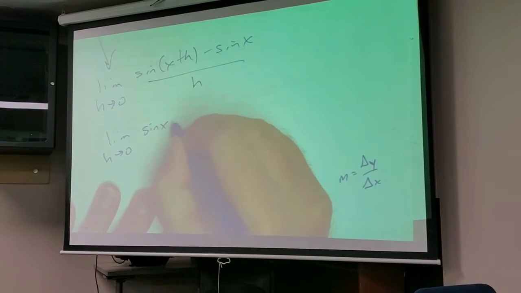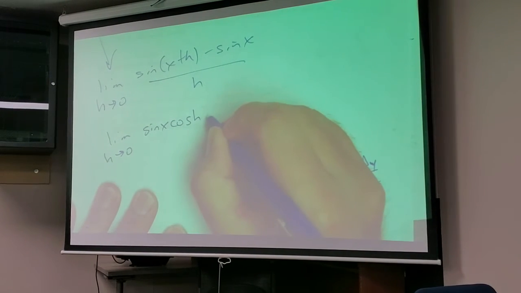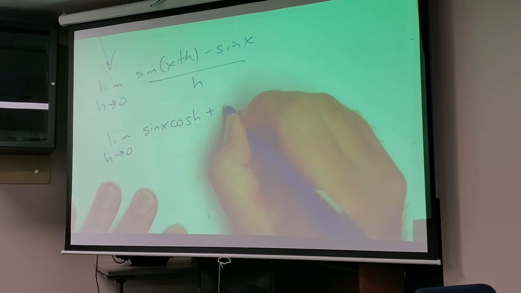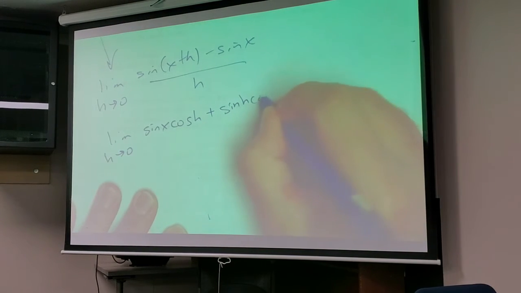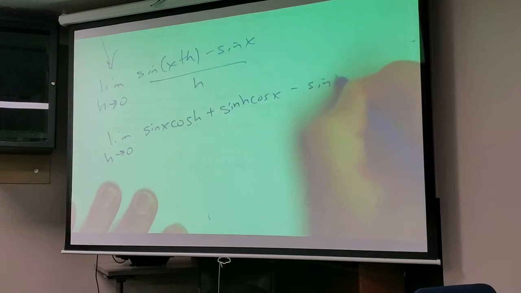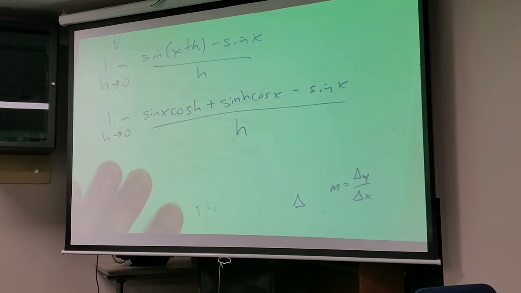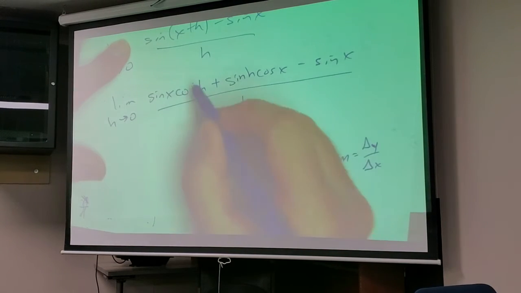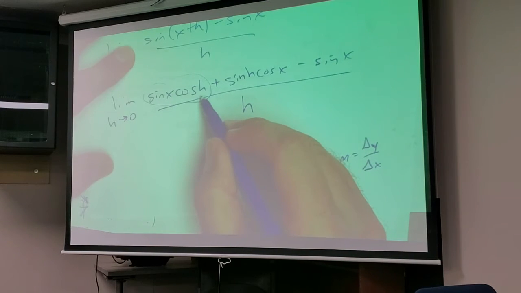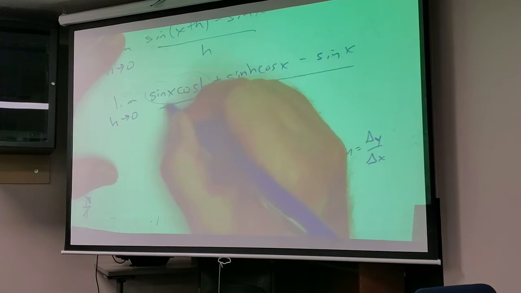It'd be sine x cosine h plus sine h cosine x. Now watch this. This is cool. What's the limit as h goes to 0 of this? I can just do it, can't I? What's cosine of 0? 0. I like it. So this would go to 0. Is that cool?